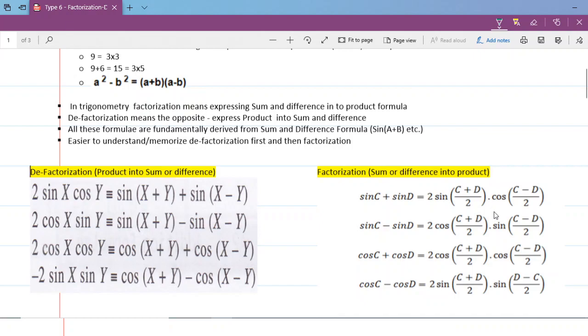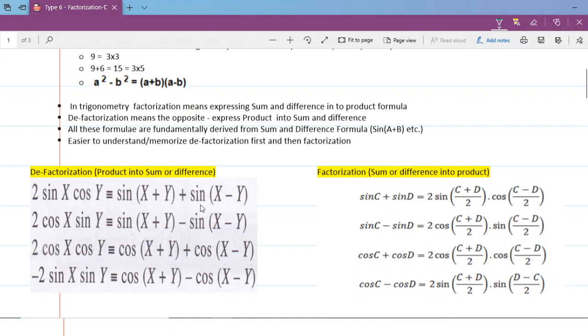And defactorization is pretty much the opposite of that. You take two functions that come together in the context of sine and cosine, and you convert them into a formula on the right hand side, which looks like an algebraic sum or difference, like I'm showing here. That's called defactorization. So factorization is taking a sum and difference and converting that into a product of two functions, and defactorization is taking a product of two functions and converting that into a sum or difference of two functions.